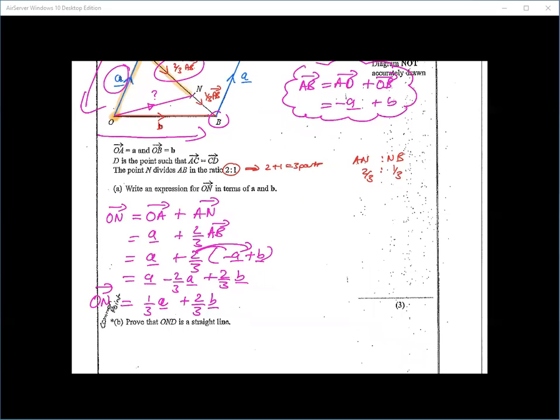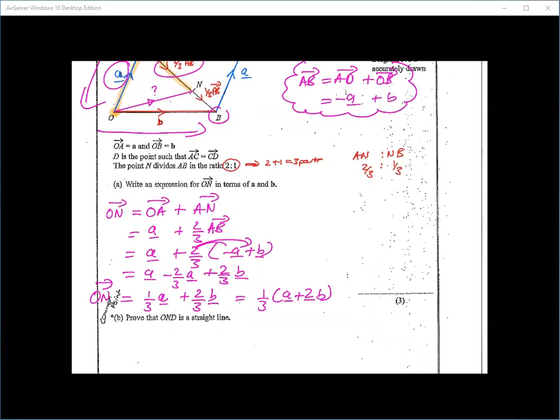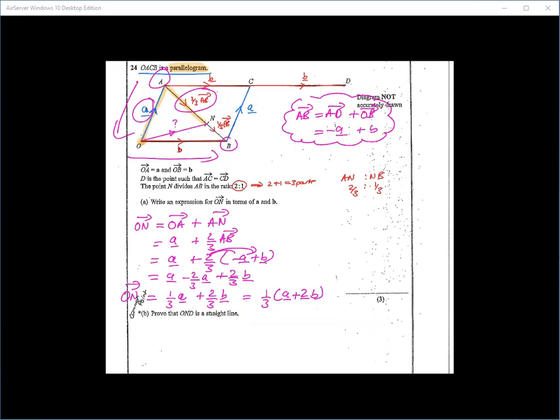Okay, lovely. Can we factorize that? 1/3 A, add 1/3 of 2B. Okay, now here comes the fun part of the question.